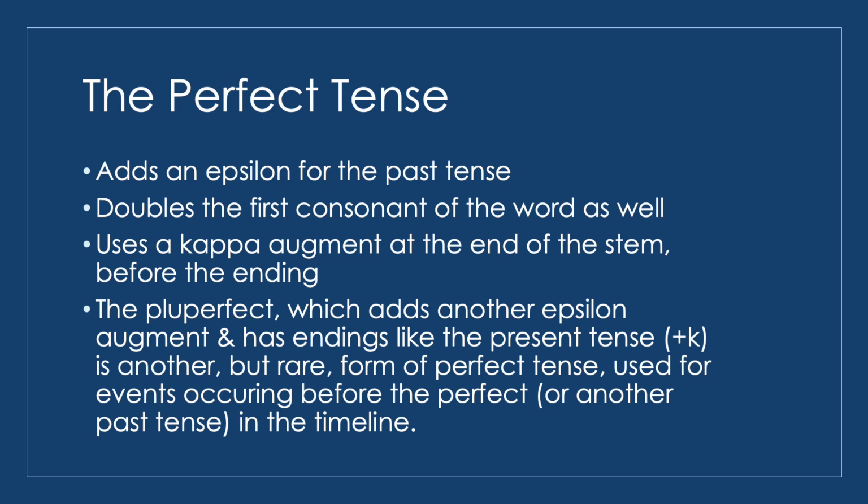The perfect tense adds an epsilon like other past tenses in the indicative mood, and it doubles the first sound, usually a consonant. It can sometimes be a vowel or a vowel with a consonant, but it's usually a consonant. It has a kappa at the end of the stem that begins the ending, which gives us the inflection as to number and person. And the pluperfect then adds another epsilon augment before that and has present tense endings, usually after the kappa. It's very rare, and don't forget that some second aorists don't really play by the rules and will be a little bit different. But this video has given you an overview of the basic formation of the perfect tense and why it is used.